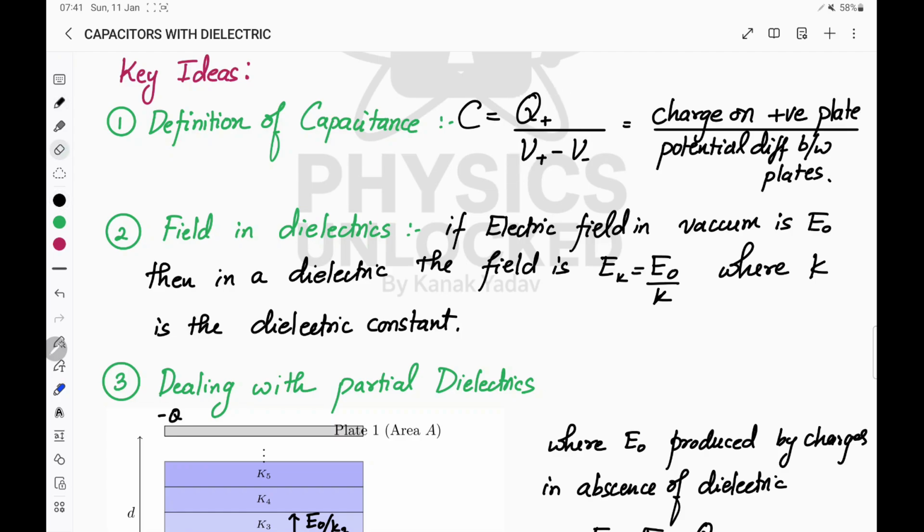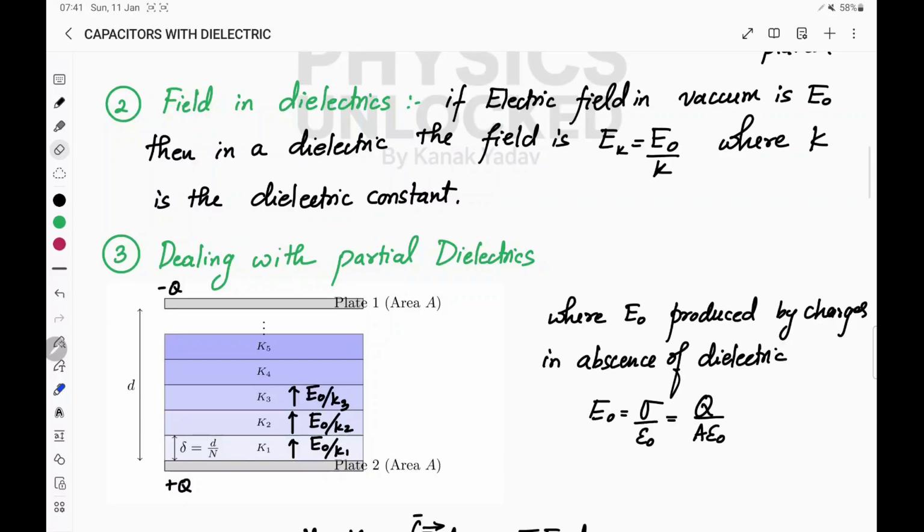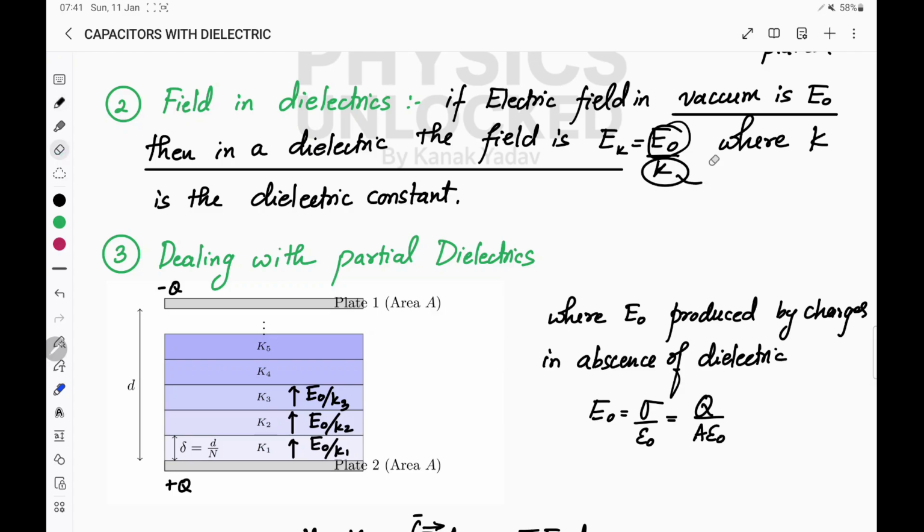Beyond that, we will be using the electric field inside the dielectrics. If E naught is the electric field in free space, in the vacuum, and if you suddenly insert a dielectric in that region, the electric field is going to get reduced by K times, where K is the dielectric constant. So basically, the electric field inside a dielectric will be E naught divided by K, where E naught is the electric field in vacuum and K is the dielectric constant. I hope this is clear. Let us move on to the next key idea.